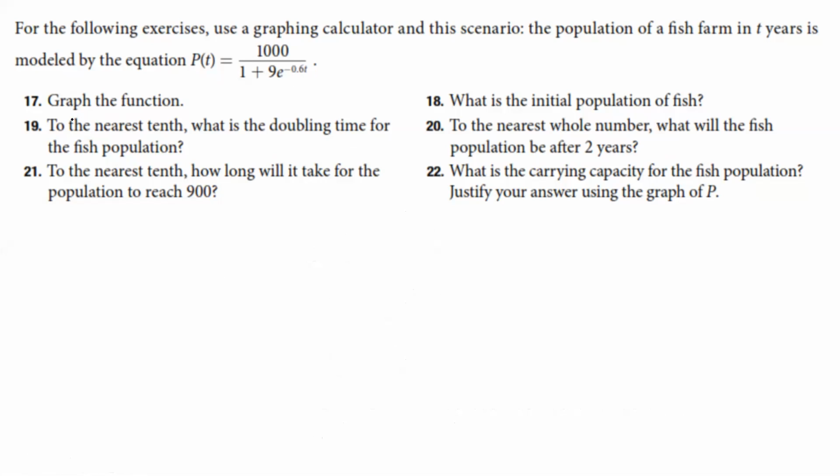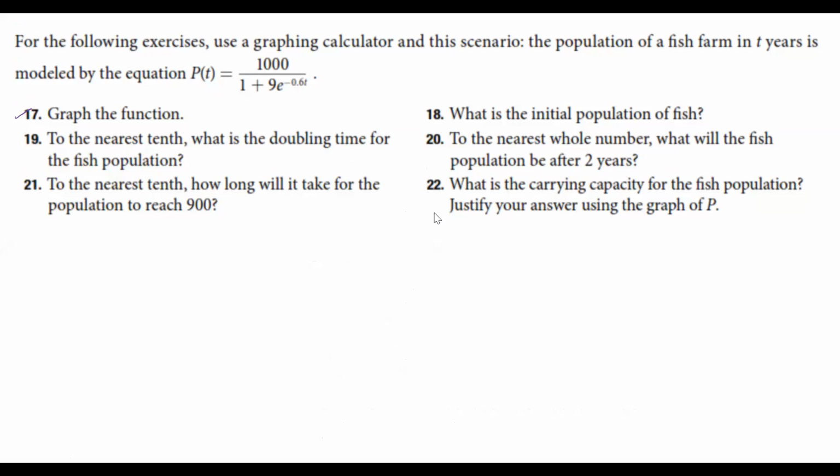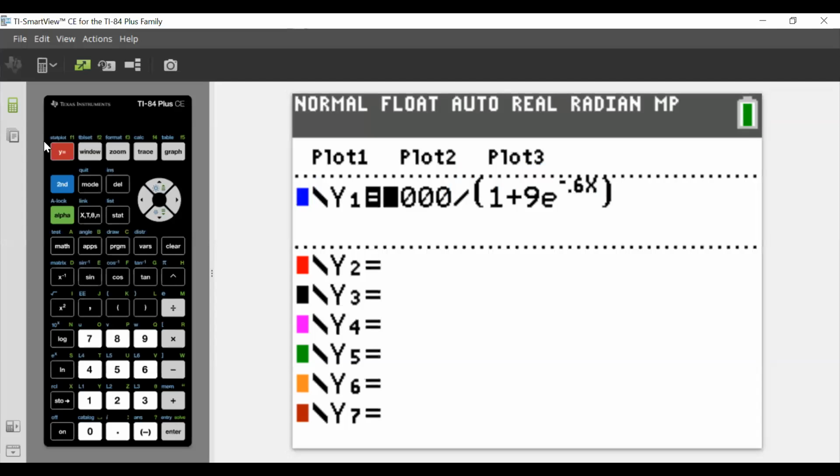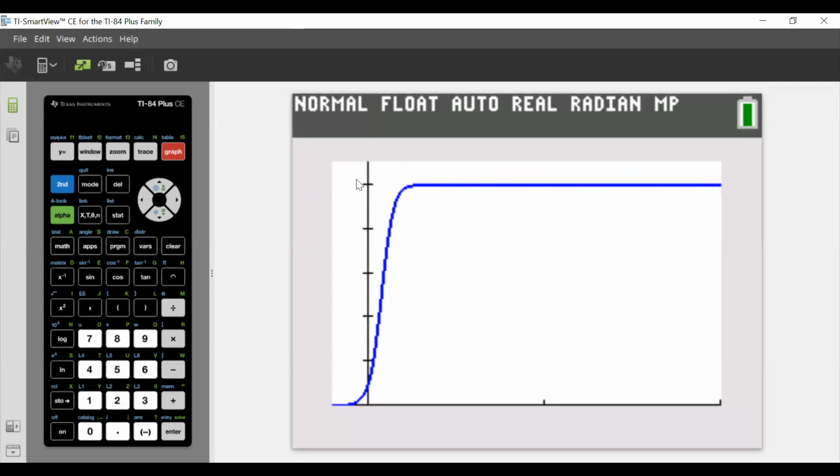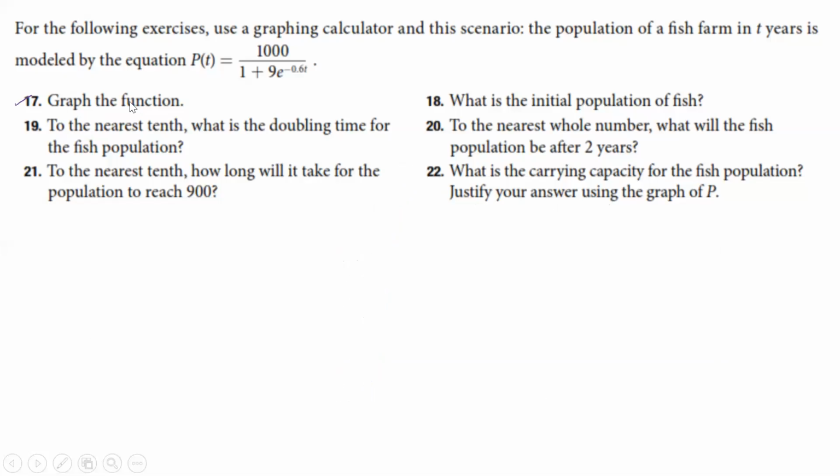So first thing it wants us to do is graph the function. To graph the function, we make sure we type in the function correctly, which I've done already to save time. And we can see it graphs, and it's the logistic function. It comes up and reaches the horizontal asymptote at y equals 1,000, and then it gets close to but never actually touches it. So that's what the function looks like, and that's basically part 1 of our question.